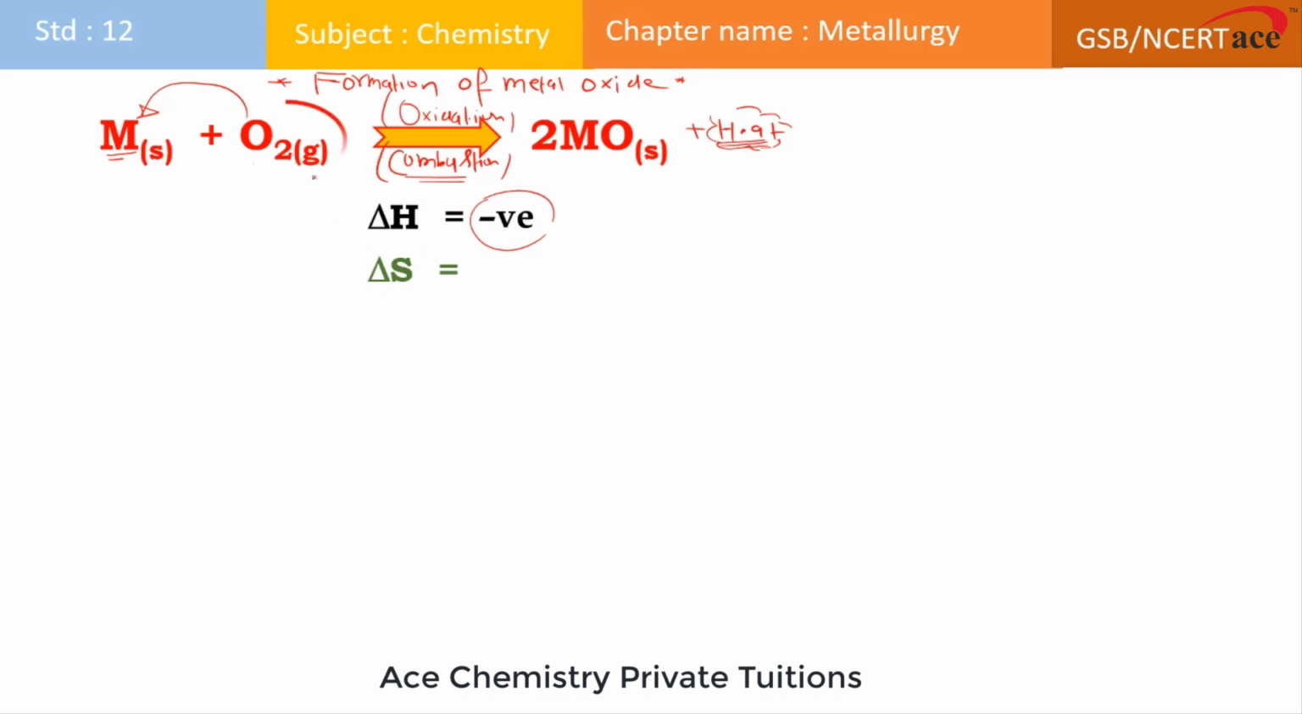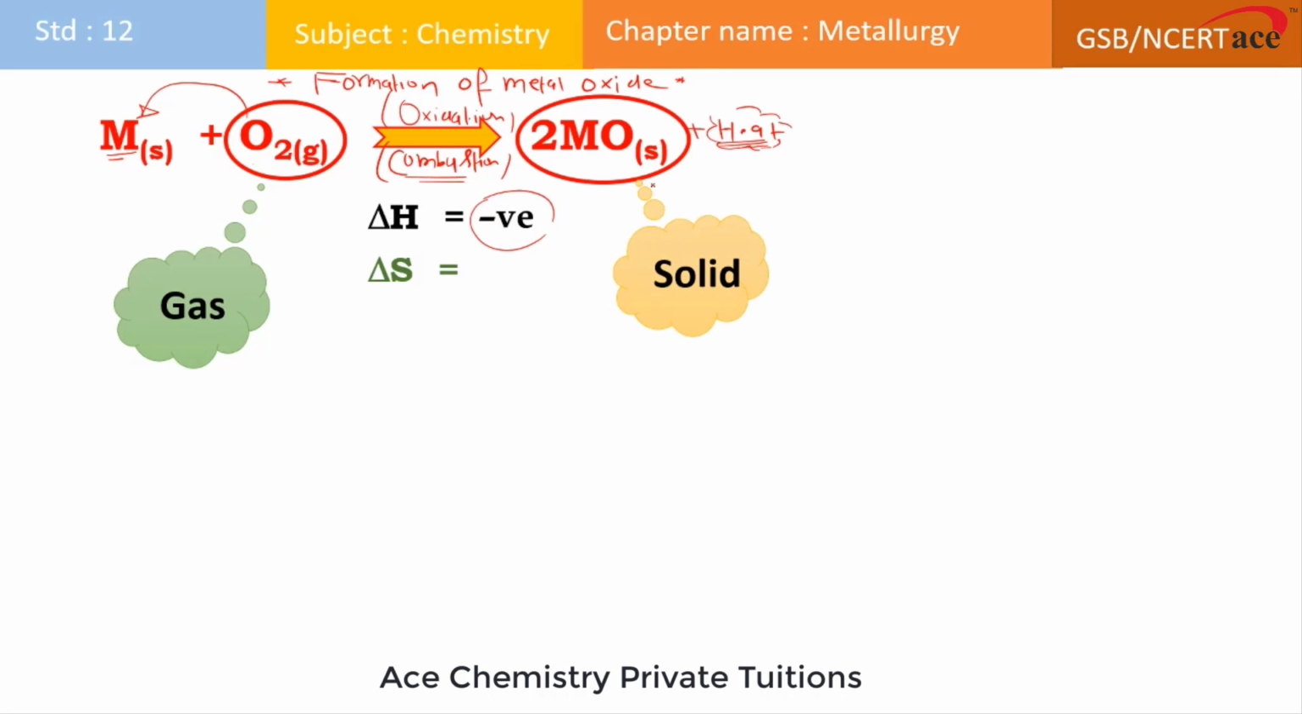To predict the value of delta S, we have to check the physical state of the reactant and the product. Here, oxygen is present in the gaseous form. But when this oxygen combines with the metal and gets converted to metal oxide, the physical state is solid. Please remember, students, if gas is converted to solid, then the randomness of the gas molecules, or the randomness of the system, decreases. Since there is a decrease in randomness, delta S should be negative.